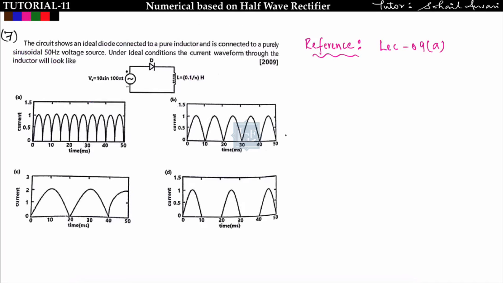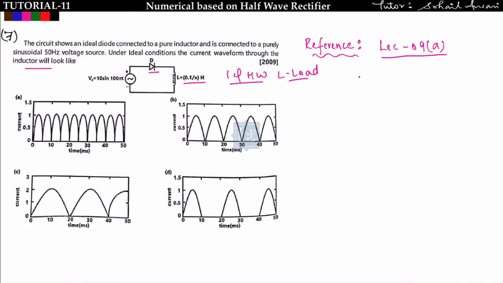Now let us move to the seventh problem. In this problem, the circuit is given, the AC supply is connected with a diode and a purely inductive load, which means this is also a single phase half wave uncontrolled rectifier for purely L load. This concept has been discussed in lecture number 9a, and we have to find the current waveform through the inductor.